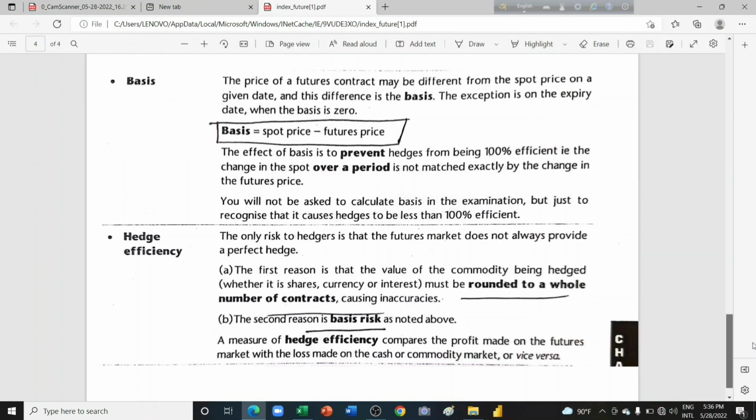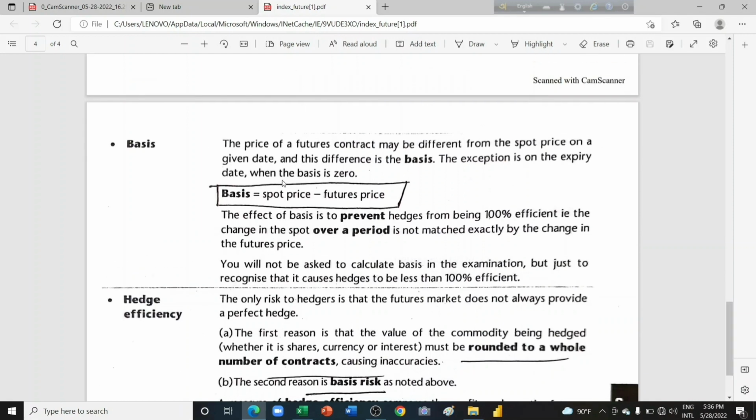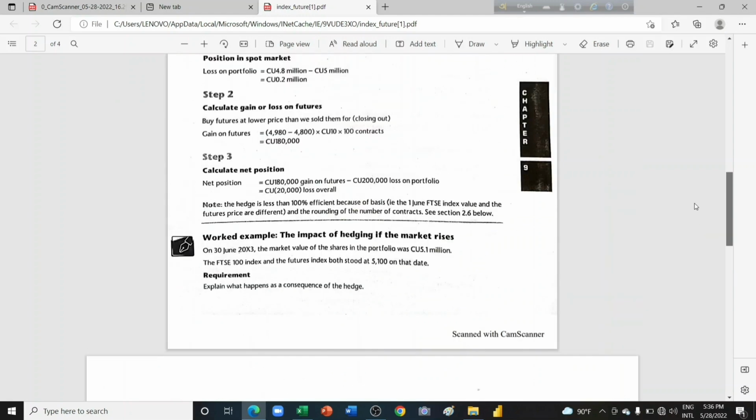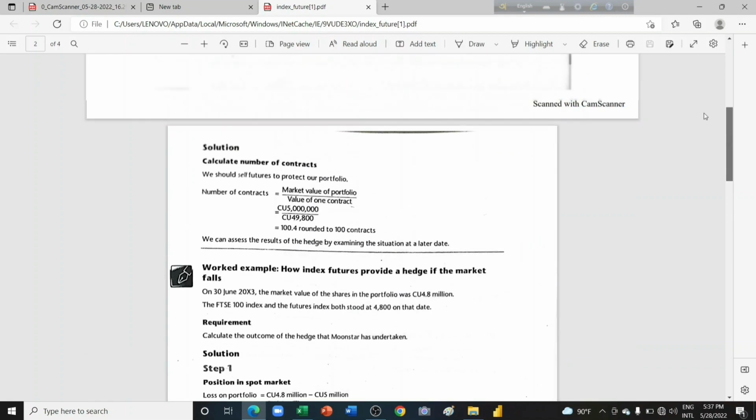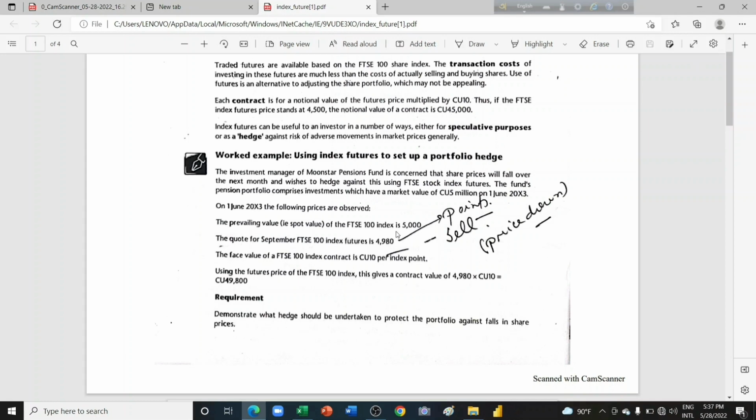First of all, the basis risk. What is the basis risk? The price of a futures contract may be different from the spot price on a given date. That means the basis risk is the difference between the spot price and the futures price. Let me go back to the example. Here you can see that the hedge is less than 100% efficient because of the basis risk. That is, on 1st June, the FTSE index value and the futures prices are different, and there is the rounding off of the number of contracts. If you look at the question, on 1st June, the spot price was 5,000 points, and the quoted price, that means the futures price, was 4,980 points because of this difference.